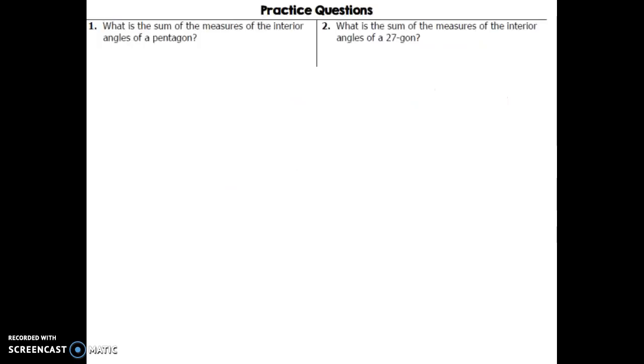I will be doing a couple with you guys. Let's look at number 1. So number 1 says, what is the sum of the measures of the interior angles of a pentagon? So the key word here is pentagon. So with our notes from yesterday, we do know that a pentagon does have 5 sides. So that's 5 sides.